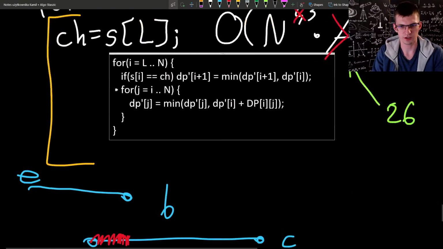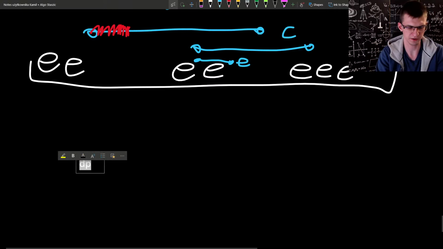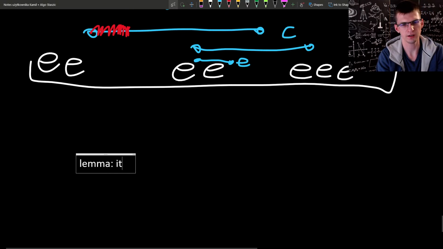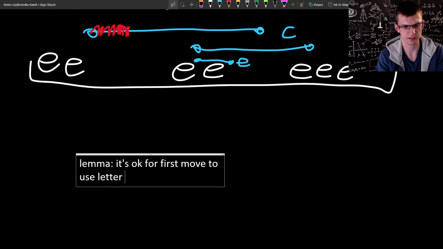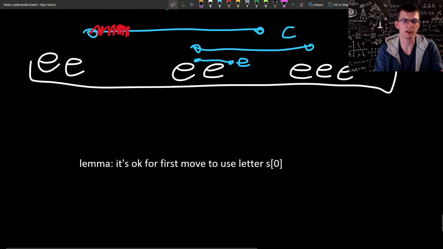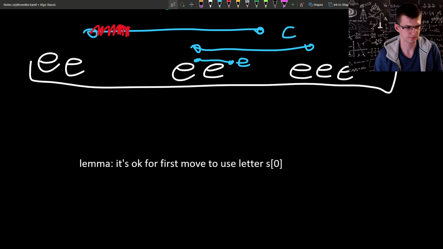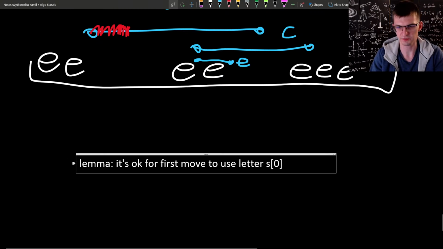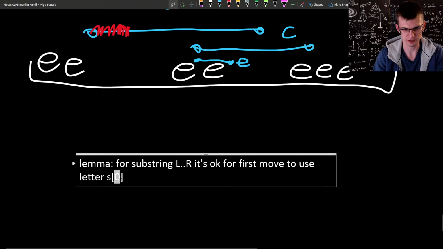I will also write down this lemma that I used. Maybe in editorial you will find a formal proof. Lemma: it's okay for first move to use letter s of 0. Or when we look at some substring from L to R, it's okay in first move to just consider printing character s of L. So obviously for substring L up to R, we do this.